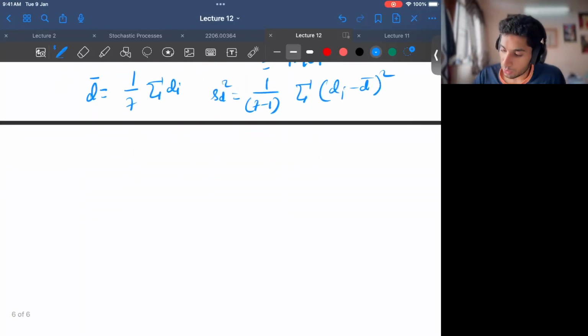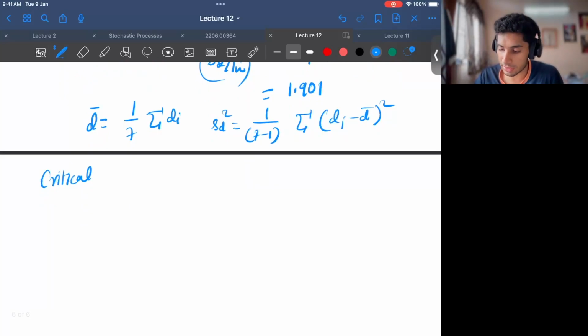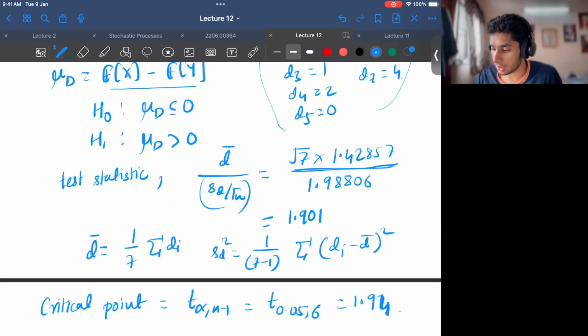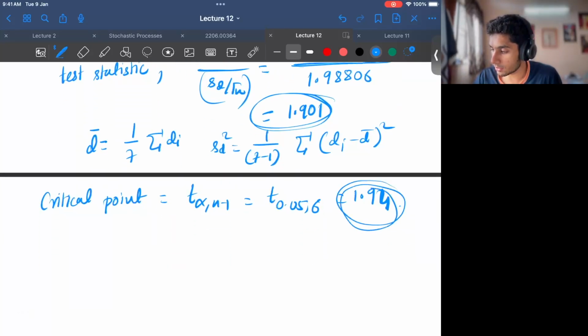That's all. What will be the critical point? Since this is a paired difference, the critical point will be decided using the t distribution, which will be t alpha comma n minus 1, which is t 0.05 comma n is 7, so 7 minus 1 is 6. This comes out to be 1.94. So the question was, what will be the test statistic? The test statistic you have computed comes out to be 1.901, and the critical point comes out to be 1.94.